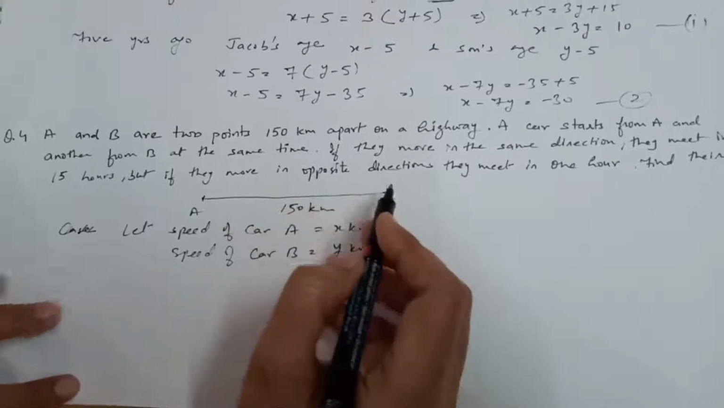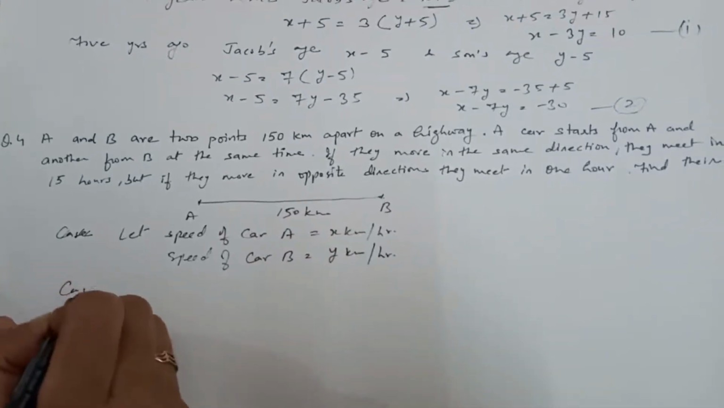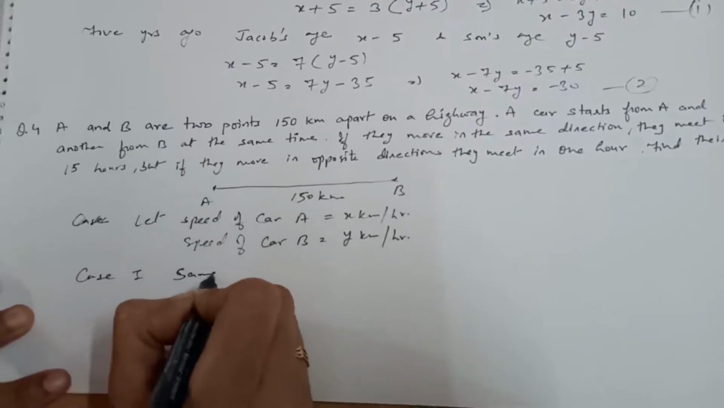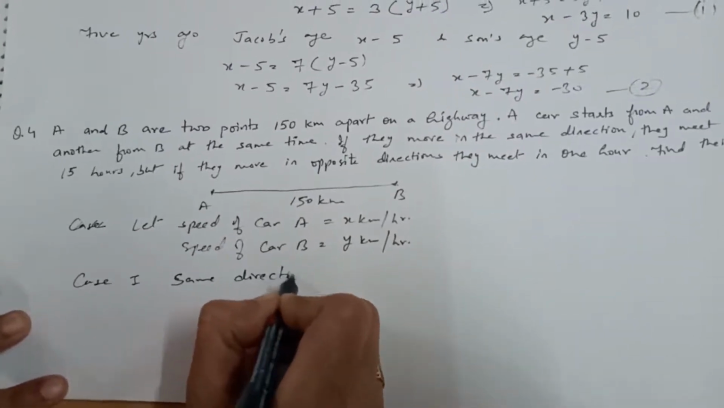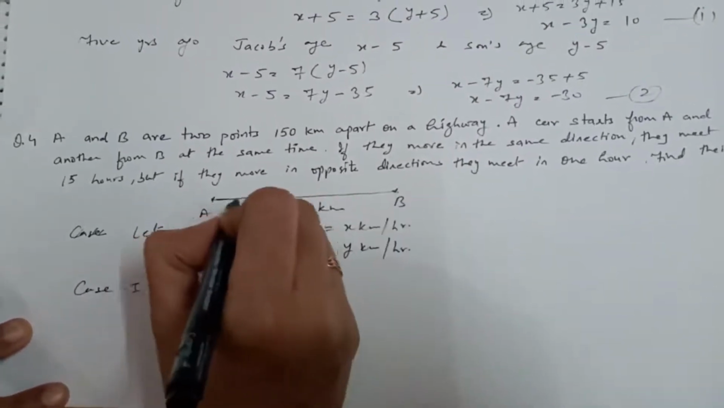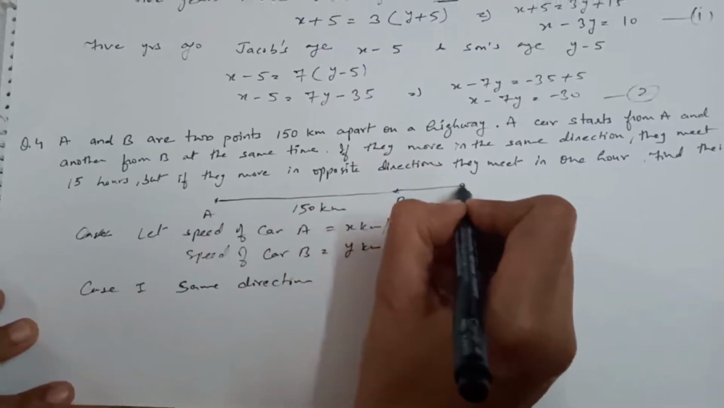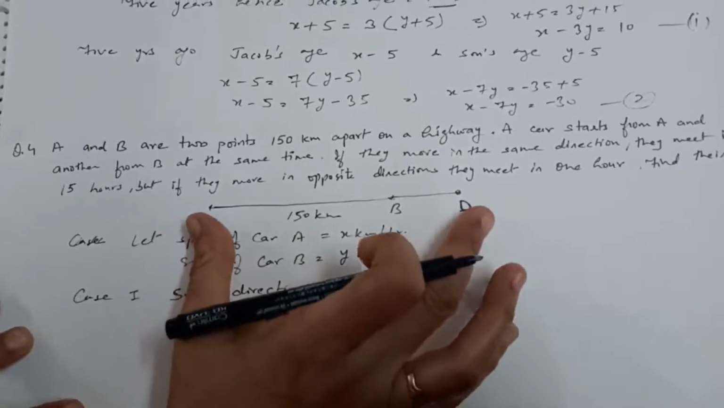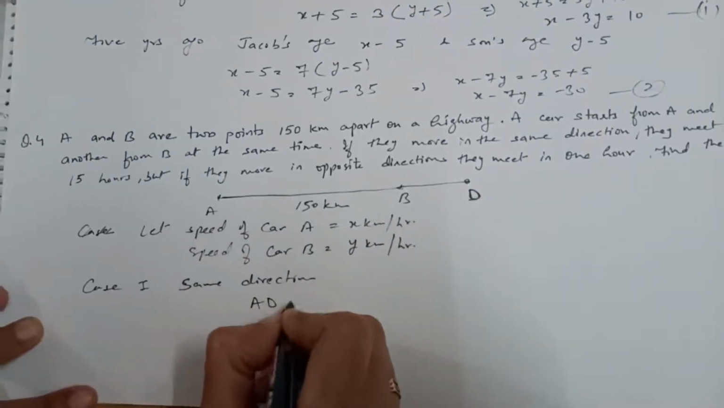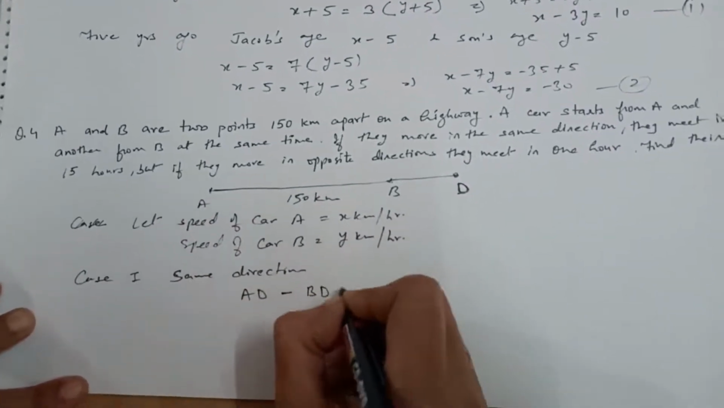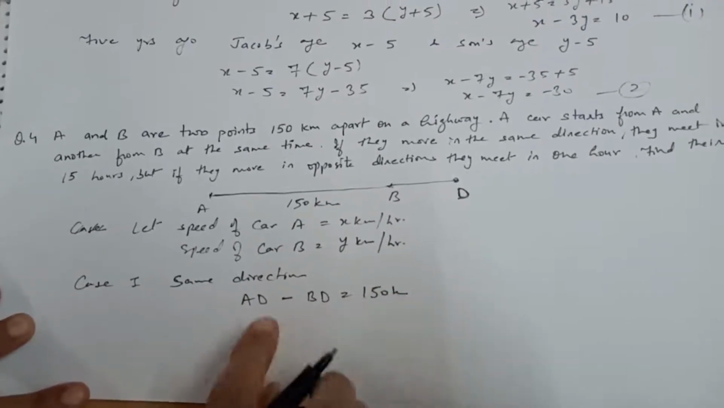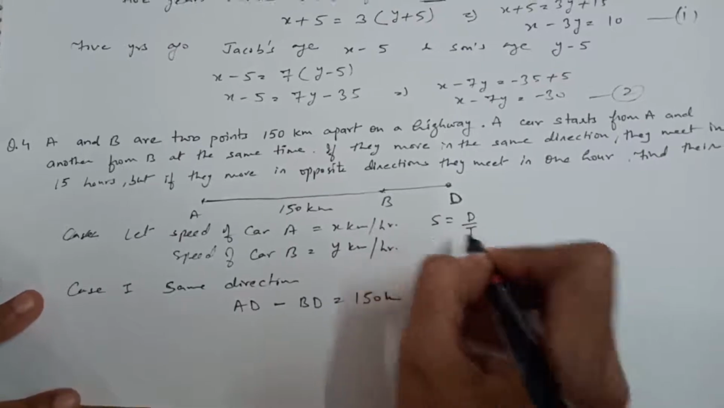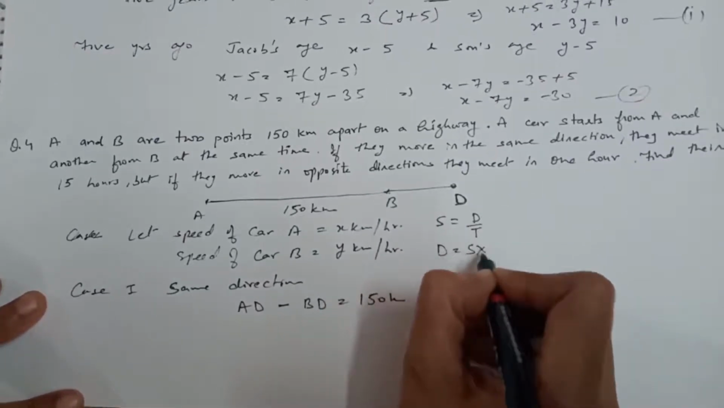If they start in the same direction, let them meet at any point D. So what you are going to get is AD minus BD is equal to 150 km. And the relation you know is that speed is equal to distance by time, so distance is equal to speed into time.